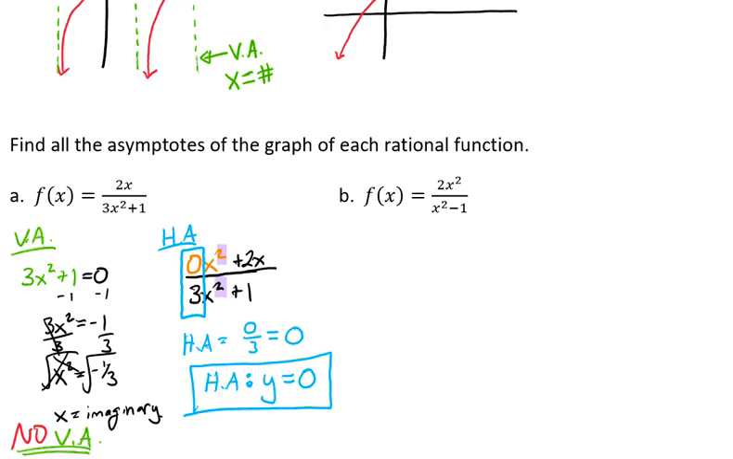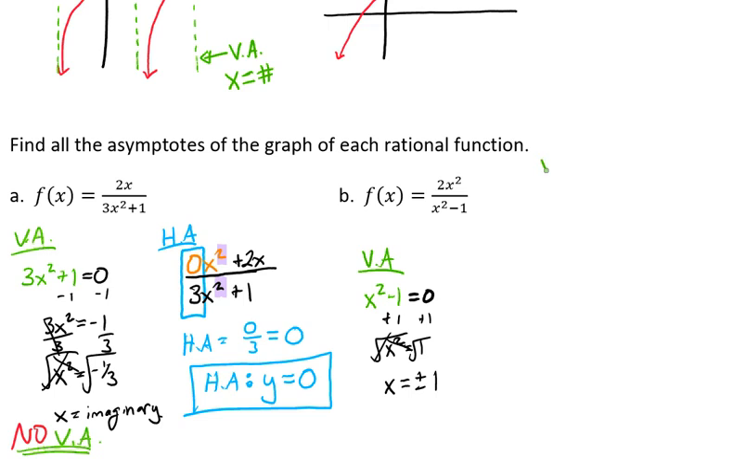So let's try letter B. We have f of x equals 2x squared divided by x squared minus 1. If we look at our vertical asymptote first, we're going to take the x squared minus 1, set it equal to 0, and solve. So we'll add 1 to both sides, get x squared equals 1, we take the square root of that, and that's going to give us x equals plus or minus 1.